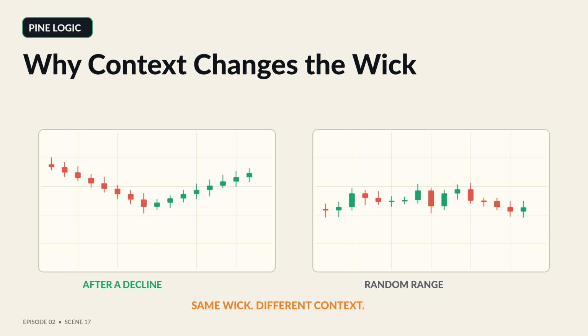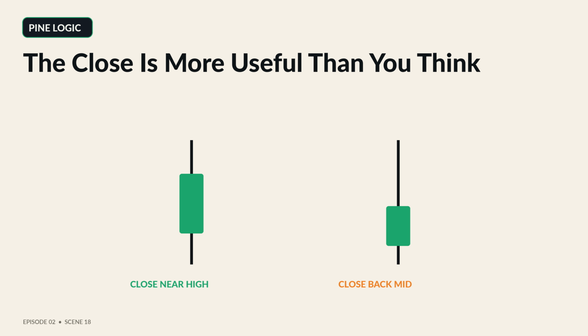Same shape, different context. Look at where the candle closes inside its range. Closing near the high says price remained near the upper extreme when that interval ended. A candle that rallies hard but closes back in the middle says higher prices were reached but not fully held.